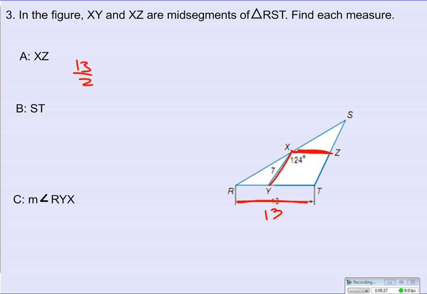So real simple, 13 divided by 2 is 6.5. ST is this side right here, which is 7. So all I got to do is take 7 times 2. That's going to be 14.